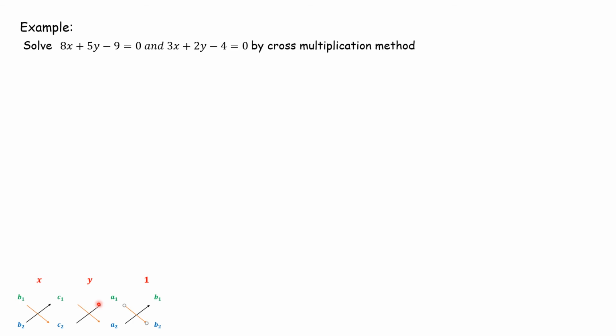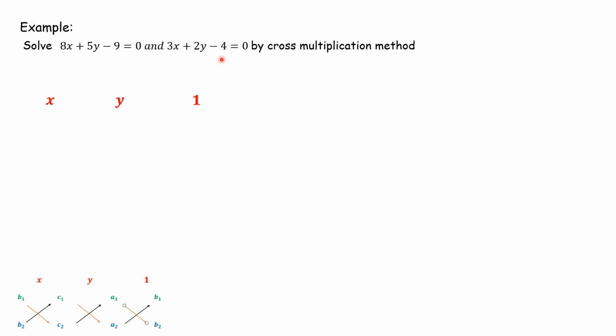Solve 8x plus 5y minus 9 is equal to 0 and 3x plus 2y minus 4 is equal to 0 by the cross multiplication method. This is your question now. What is a1? 8. What is b1? 5. What is c1? Minus 9. Very good. What is a2? It is 3. b2 is 2 and c2 is minus 4. So, clear with that? Let us go for our formula.